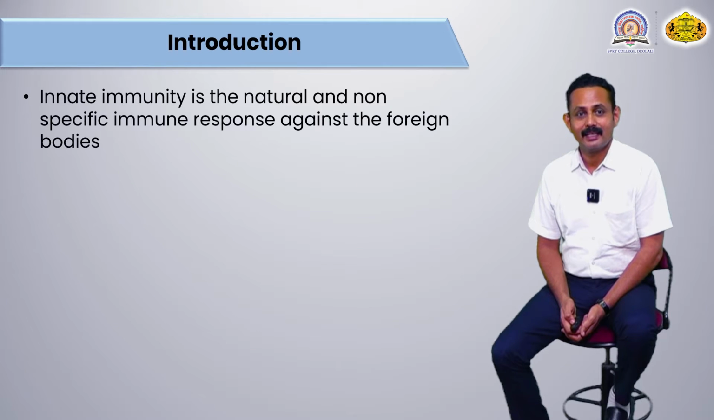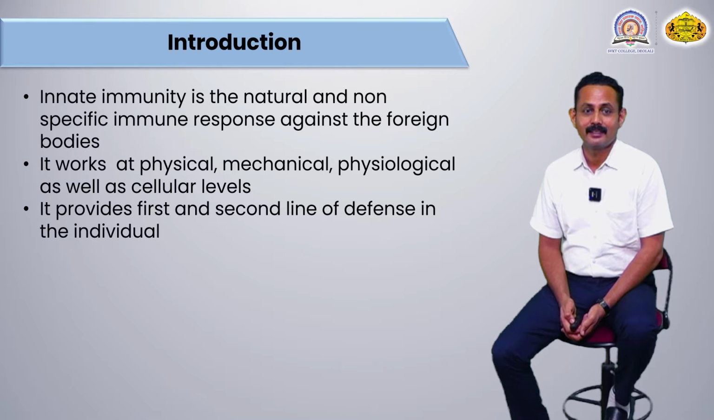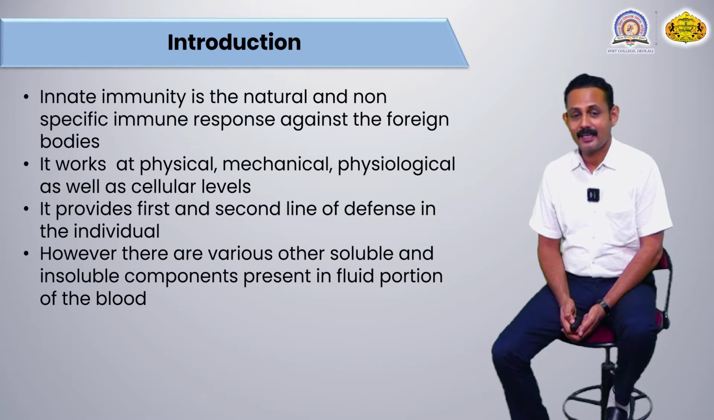Now, in innate immunity, I already told you that it is a natural and non-specific immune response against foreign bodies. It works at the physical, mechanical, physiological as well as the cellular level. It provides the first as well as the second line of defense against infection. However, despite this, there are various other soluble and insoluble components present in the fluid portion of the blood, which are also responsible for giving innate protection to that individual against different types of infection.